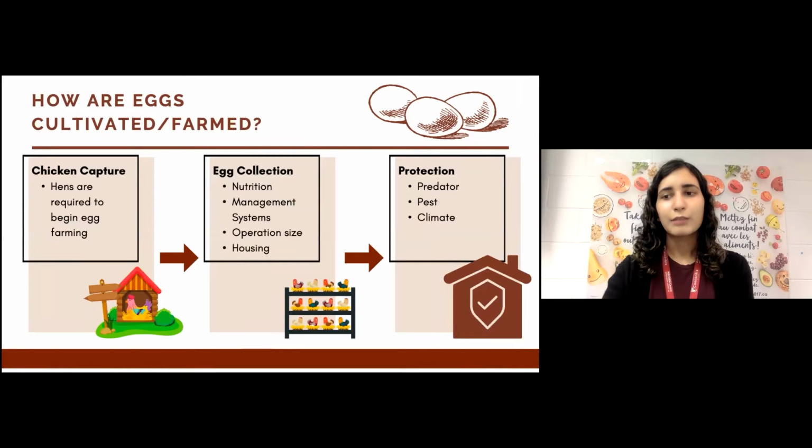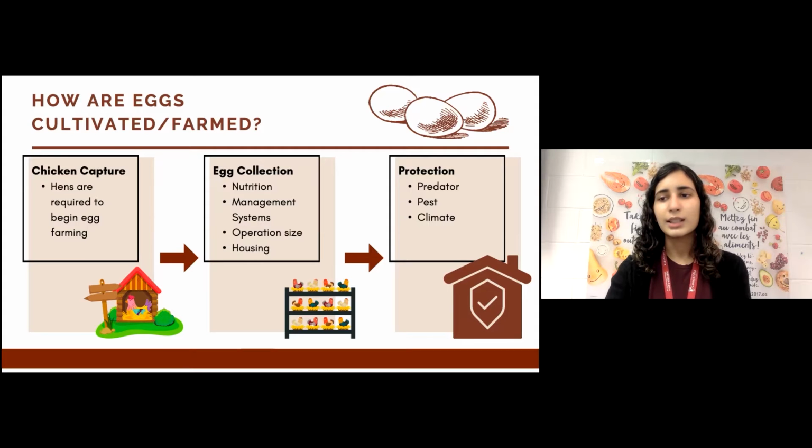For the cultivation and farming of eggs, the first step is the capture of the chickens. Hens are required to lay the eggs, so typically a barn full of hens will be collected in order to produce the eggs. Then once the hens are present, the nutrition has to be considered, as improperly fed hens will not lay eggs. And then the management system for the eggs should also be taken under consideration, as the collecting of the eggs needs to be outlined and standardized, and the hens need to be kept content in order to lay eggs. Operation size is also important, as more hens means more space and nutrition that is needed.